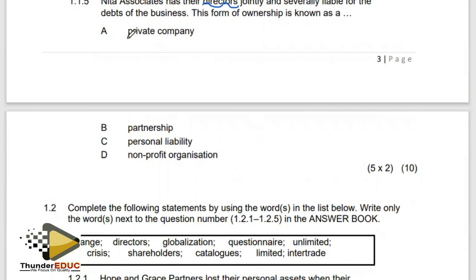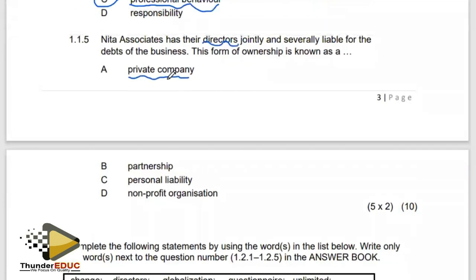A private company is different from other forms of business ownership. For example, it's different from a sole proprietorship, because a sole trade business is owned by one person. What about a partnership? Under a partnership, a few individuals start up a business, contribute capital, and take part in the day-to-day running of the business. That is different from a private company. A private company is managed by a board of directors who are given the mandate by shareholders to come and run the business on their behalf.